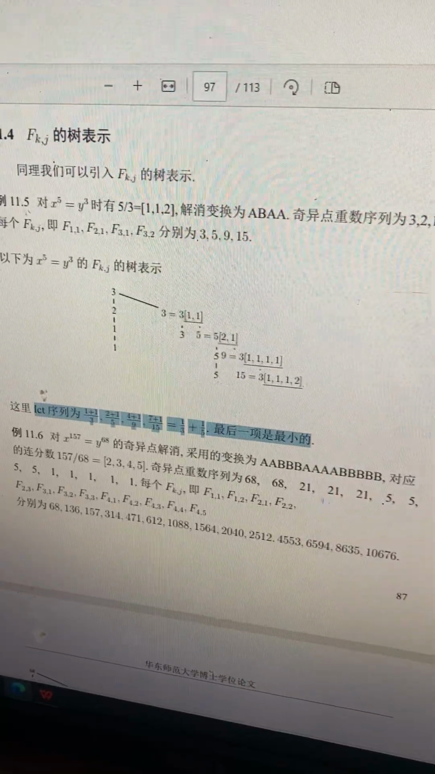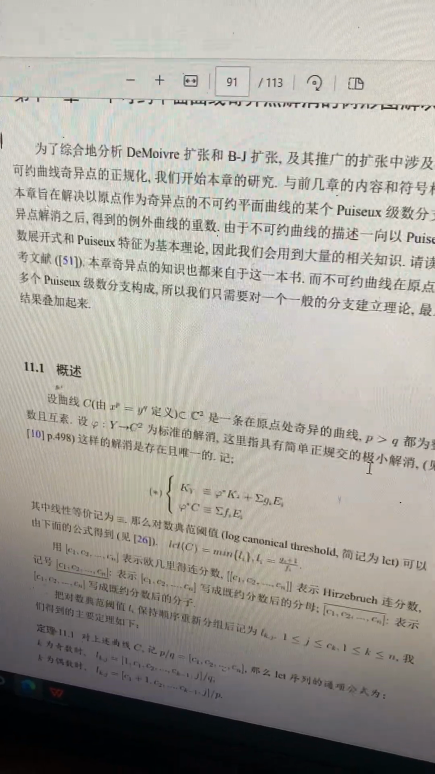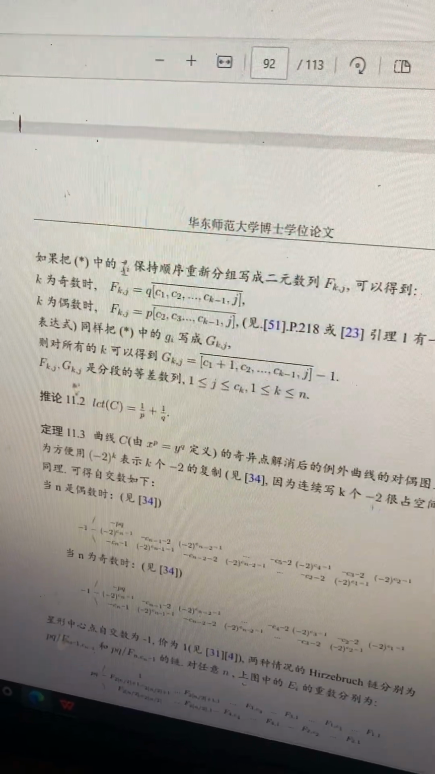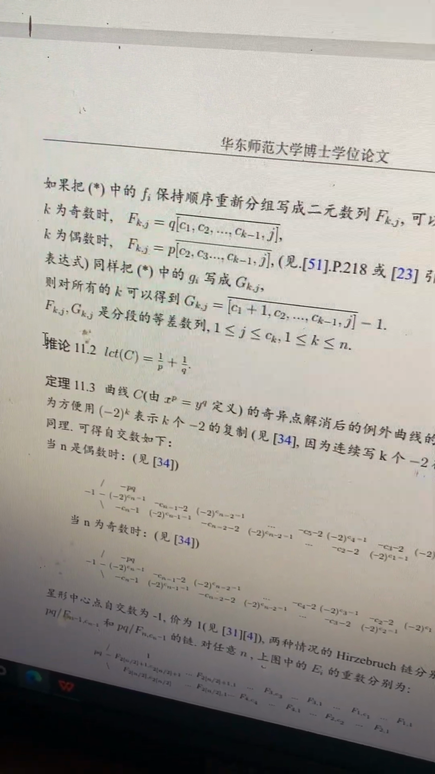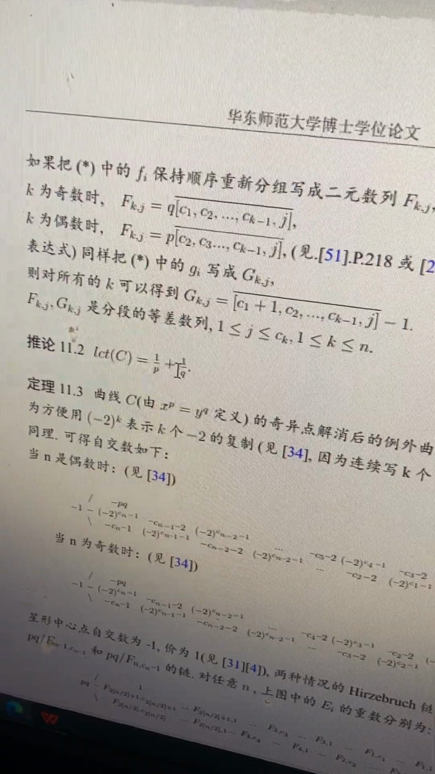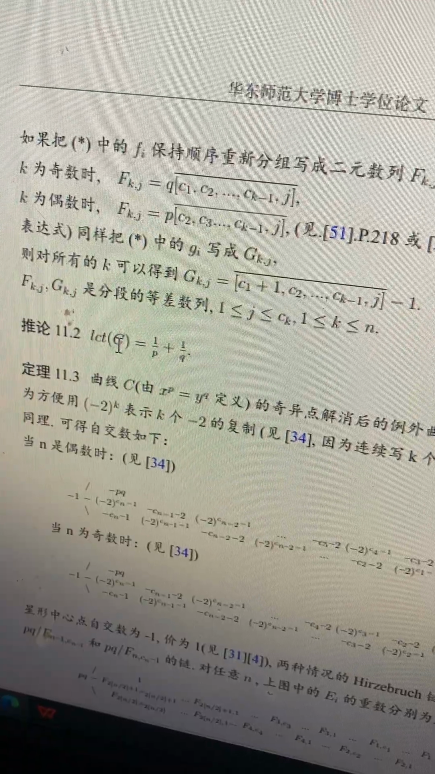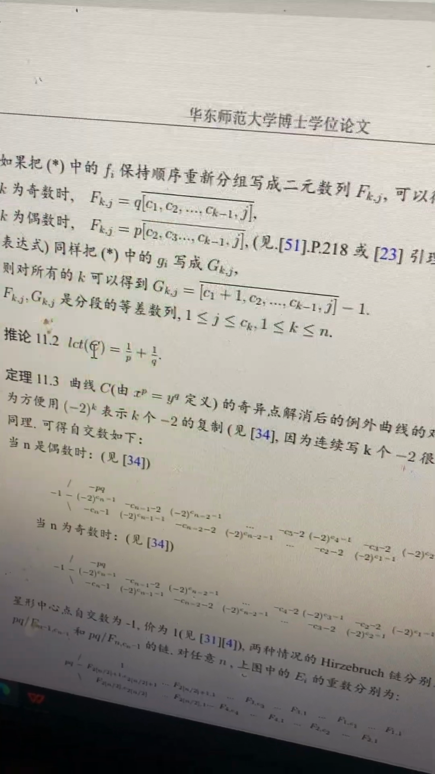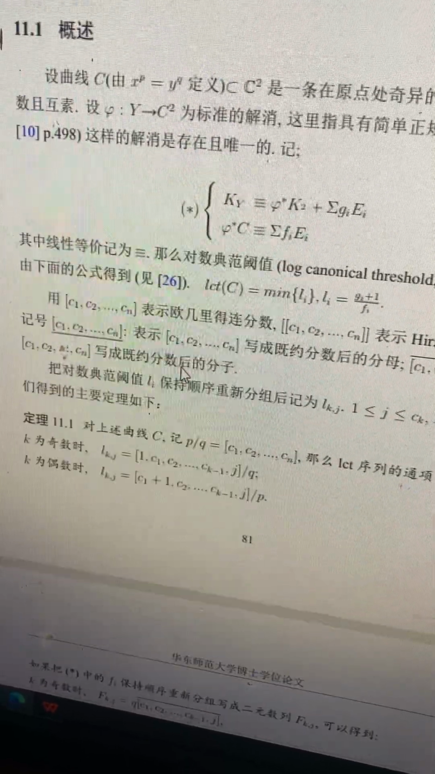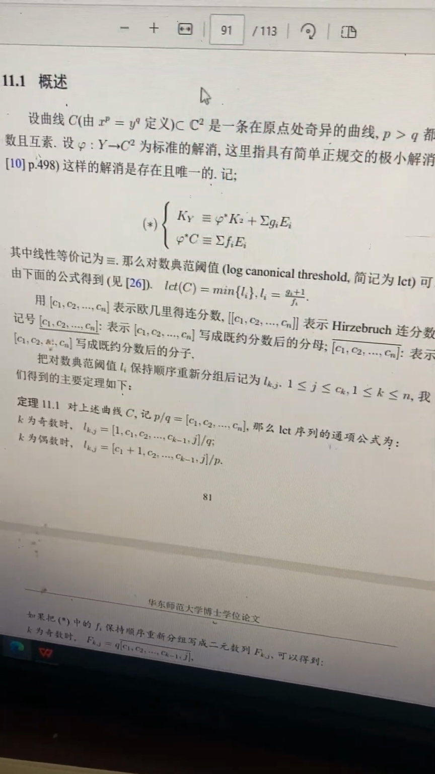And finally, in my main theorem, I also claim a conclusion, a proposition to be verified: the log canonical threshold of C is 1 over P plus 1 over Q, where the curve is of type (P, Q).